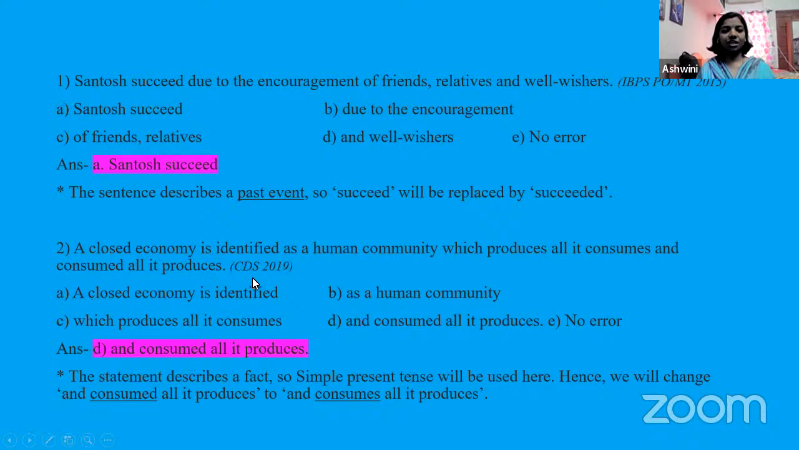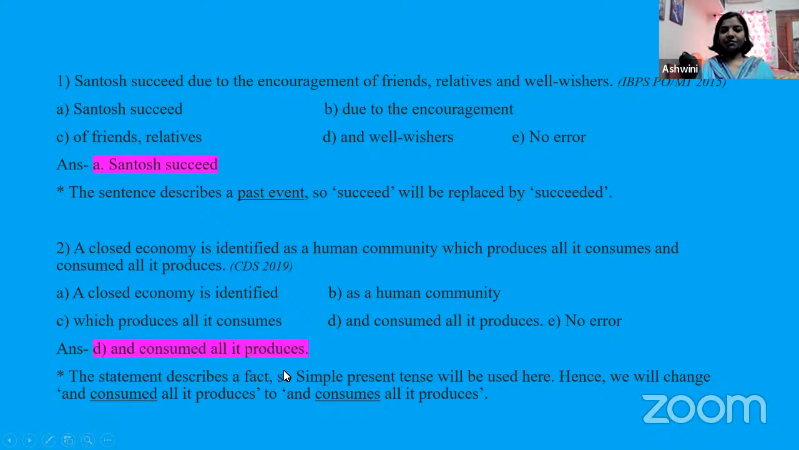Here the error is shown in one of A, B, C, D, or it shows no error. This was asked in the CTC exam, recently asked in the 2019 exam. So: a closed economy is identified as a human community which produces all it consumes and consumed all it produces. Now we can see here that it has some particular error in it. So: consumed all it produces.